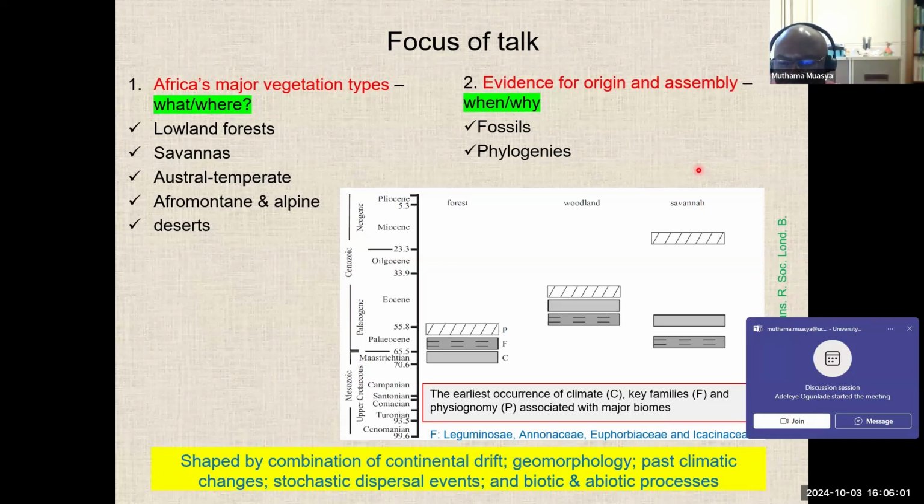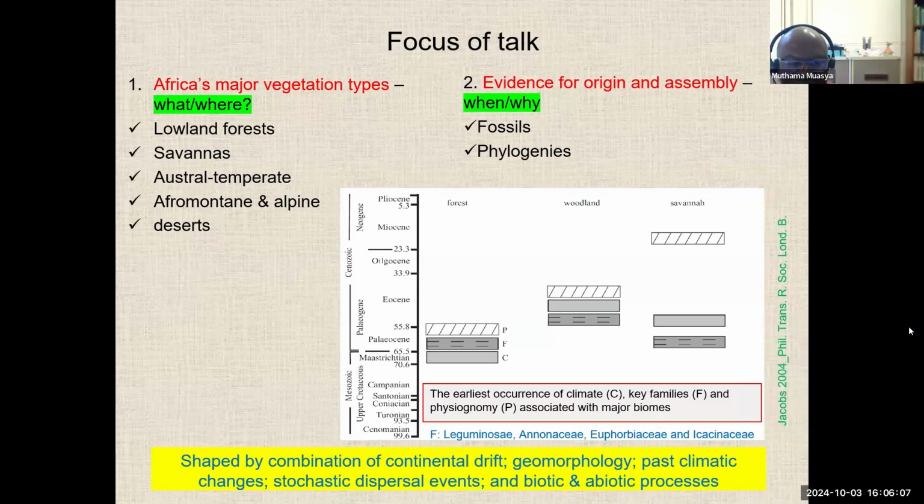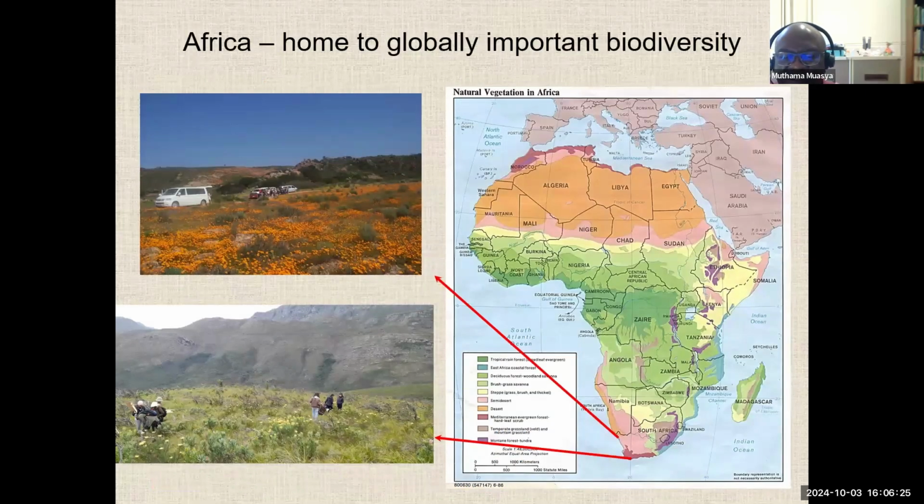As a take-home message, I'll say Africa's biodiversity has been shaped by a number of factors, especially a combination of continental drift, fairly active geomorphological action, past climates and climate changes, and then dispersal and the interaction of the organisms with biotic and abiotic processes. But let me take you on a quick safari. Everyone knows Africa, but everyone knows it like the people with poor sight know the elephant, by what they can touch. Where I am in the Cape, sandstone, 400 million years old, is the formation for the assembly of the fynbos, which has assembled in the last 15 million years as the Mediterranean climate has set in.